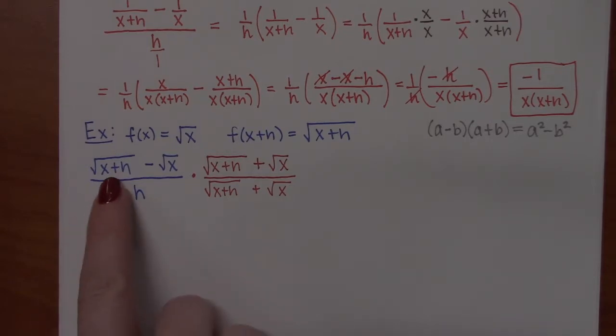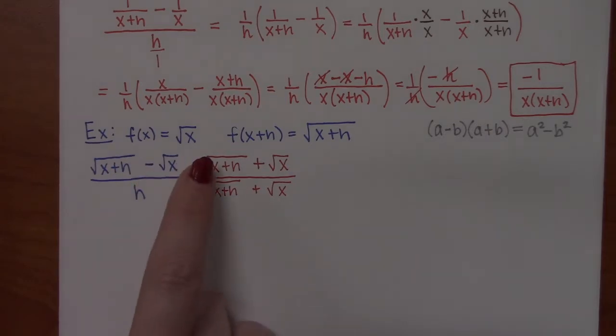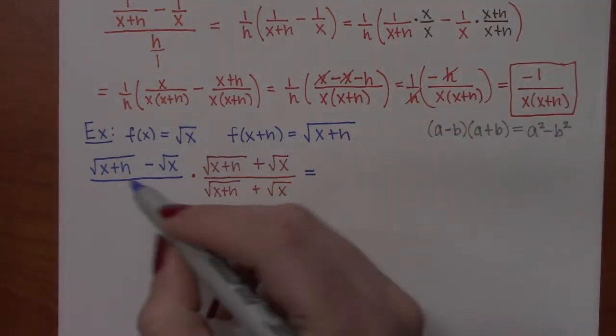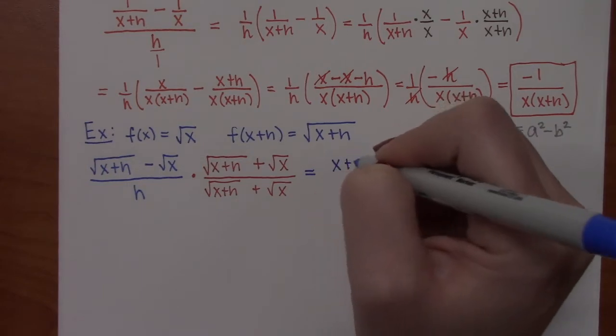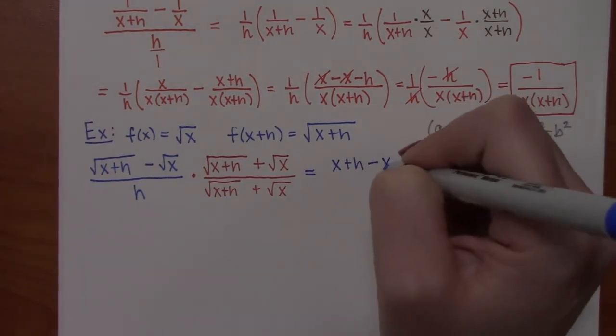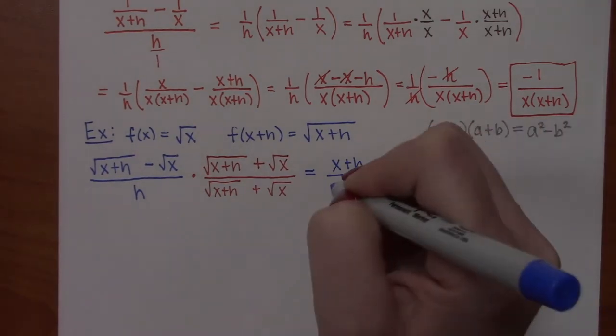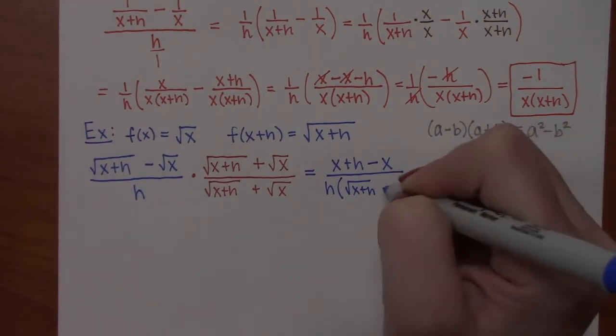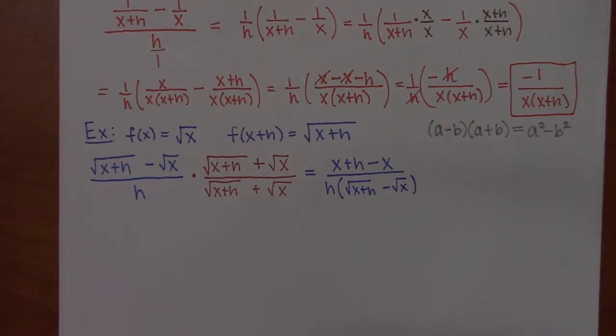So what we have here is a minus b times a plus b. There's no need to FOIL this guy out. We know it's going to multiply out to be a squared minus b squared. So when I multiply the numerator, I'm going to get the first term squared, which is just x plus h, minus the second term squared, which is just x. In the denominator, we have h times the square root of x plus h minus the square root of x. So it's just this guy times this guy, and up here, we got a difference of squares.